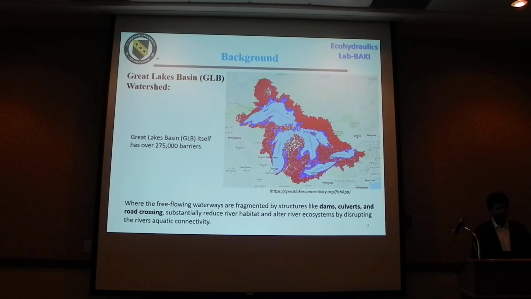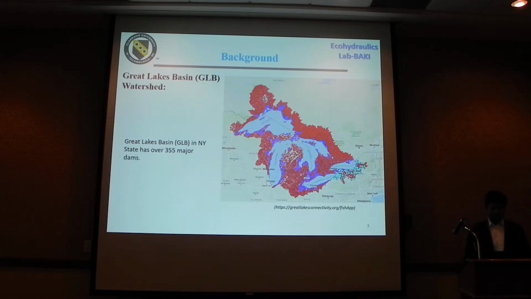This is the map of the river basin, and I believe all of you are familiar with this map. But I'm very much interested in the little red dots. Those dots are actually barriers to river connectivity. In the Great Lakes Basin, there are about 275,000 barriers, and those barriers are nothing but dams, culverts, and road crossings. They are a big issue for river fragmentation and the loss of aquatic connectivity.